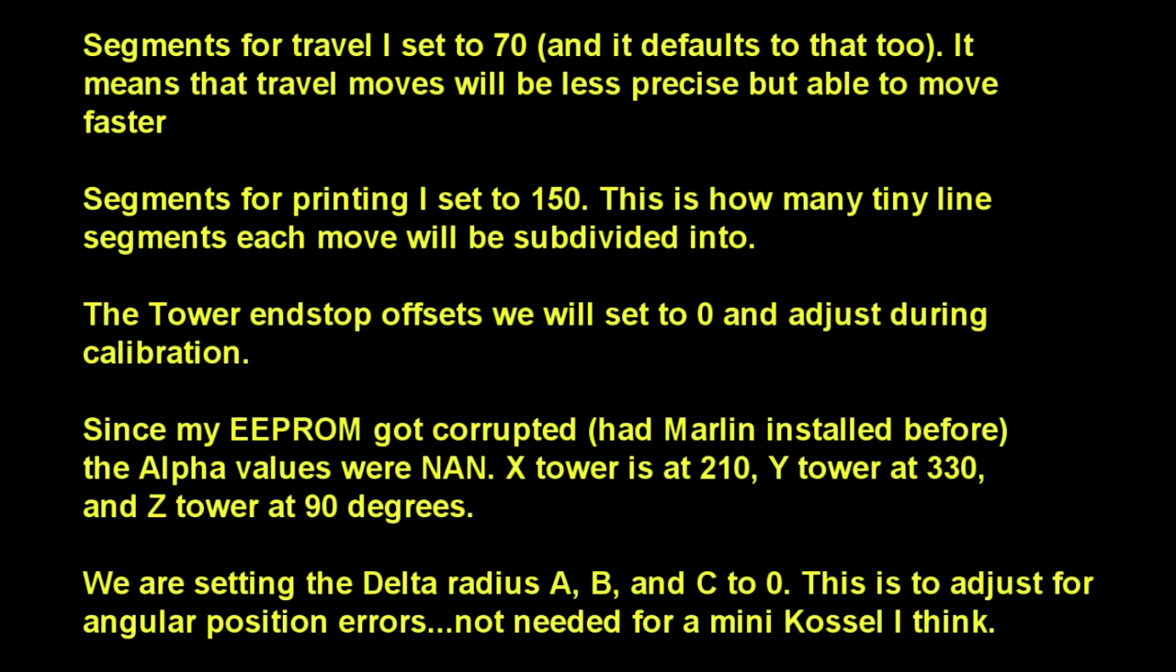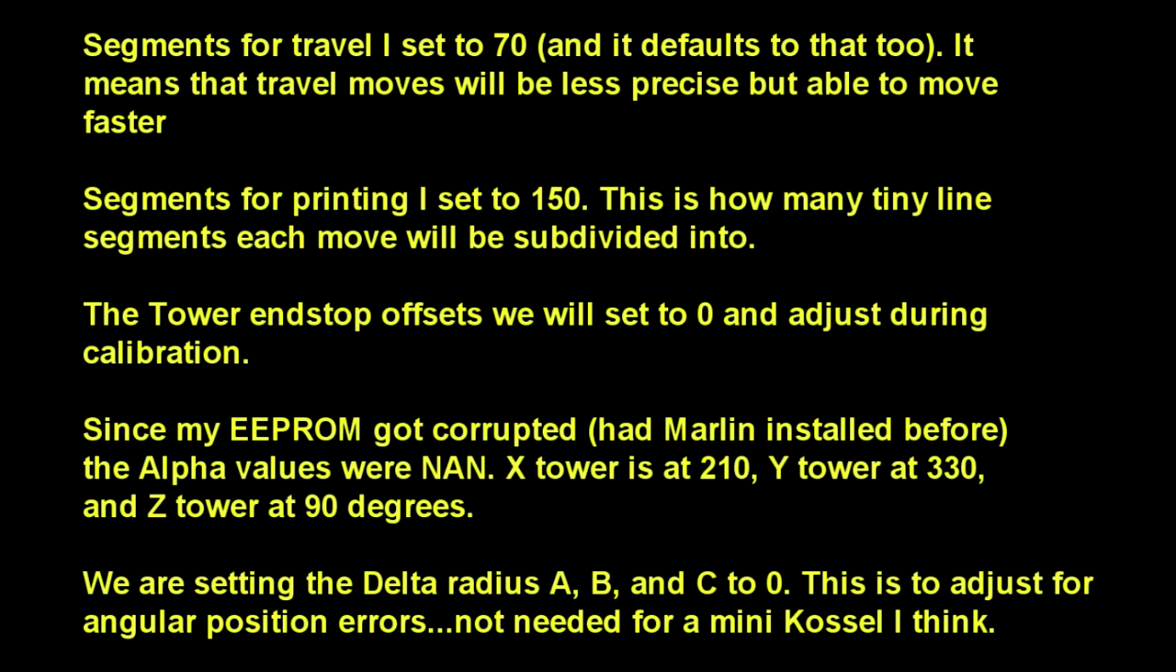Delta firmware breaks up each move into smaller segments. These settings control how many subsegments each type of move is broken into. A smaller number of segments means less computational overhead and also less accuracy. A higher number of segments requires more computations and thus can limit your overall feed rates. These values are fine for calibration, and you can change them later after you start printing and learning more about the limits of your printer.